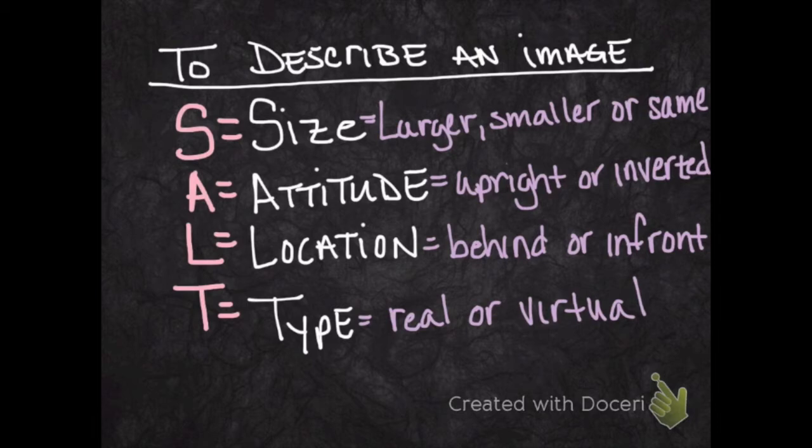So a little bit more detail on that. When we're talking about size of image, is it larger than the object? Is it smaller than the object? Or is it the same size as the object? Attitude. We're not talking attitude like mean or sweet. We're talking attitude like, is it upright or inverted? Keep in mind, inverted, again, means upside down. L stands for location. Does the object look like it's behind the lens or in front of the lens or the mirror? And finally, you've got the type. Is it a real image or is it a virtual image? SALT, that's how we describe an image.